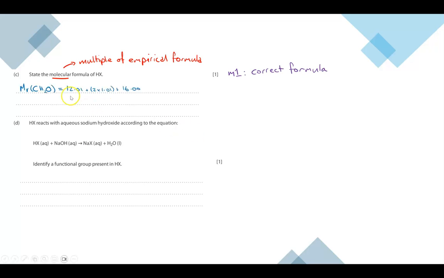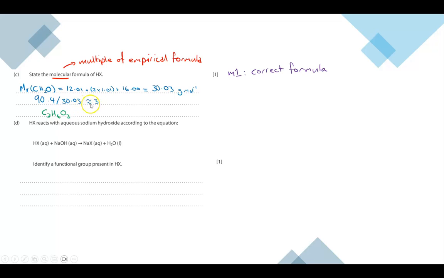So we know the molar mass of CH2O, right? We can calculate that. So 12.01. Again, this comes from the periodic table. Plus 2 times 1.01 plus 16 gives us 30.03 grams per mole. We know from our previous question that the molar mass of HX is 90.4. So that's close enough to 3, right? So if we divide that 90.4 divided by 3, that means we now need to multiply our empirical formula by 3, which gives us C3H6O3.